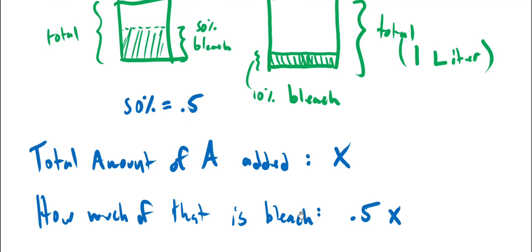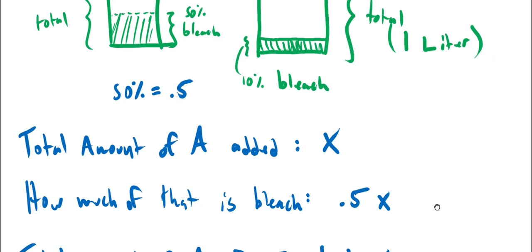Now, the important thing is, how much of that is bleach? Well, A is 50% bleach, so we would say 0.5 times X. That's how much bleach is in the amount of solution that we just added. If we add X amount, 50% of that, or 0.5 of that, is going to be bleach.